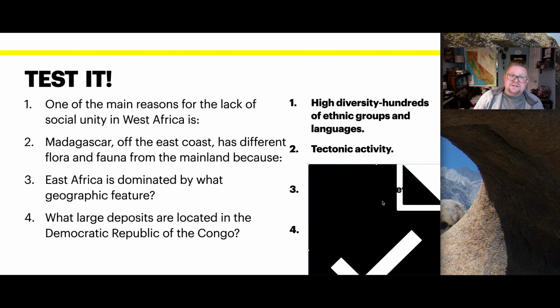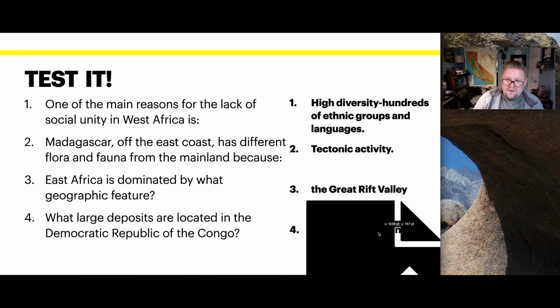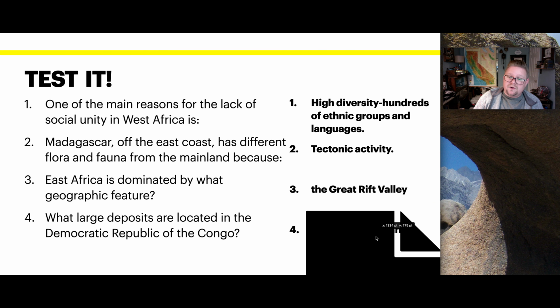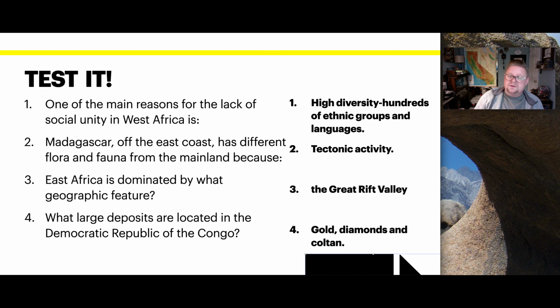East Africa is dominated by what geographic feature? Well, that's the Great Rift Valley. And last, what large deposits are located in the Democratic Republic of the Congo? We discussed gold, diamonds, and coltan.